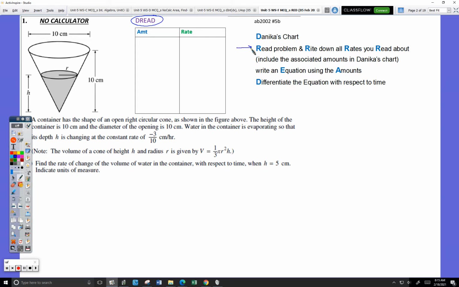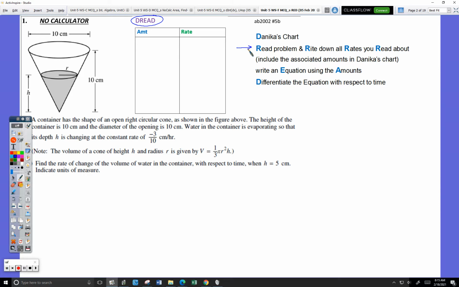You're going to read the problem. You're going to write down, sorry, I had to use the letter R again, all the rates that you read about. As we read the problem, raise your hand if you can tell me what were the rates that we read about as we read the problem. Hands up, come on. We've already talked about it.